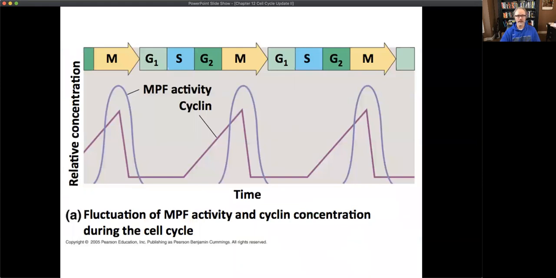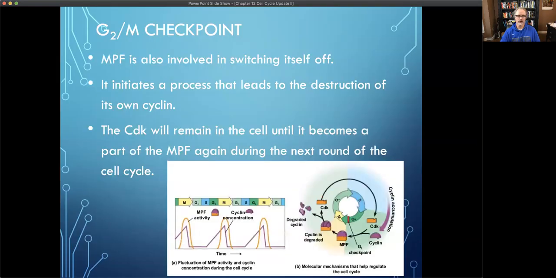And so you can see here the levels of MPF activity are going to rise during the M phase and then fall off real fast. So those are the chemicals that are associated with mitosis. One of the unique things about this is that the MPF has a hand in controlling itself, in terms of being able to switch itself off. What it does is it kickstarts a process that leads to the destruction of the cyclin that activates it. Then that kinase, that CDK, is going to remain in the cell, and it'll become a part of that MPF complex again during the next round of the cell cycle. So it has a way to control the events of mitosis, and it has a way to shut itself off.